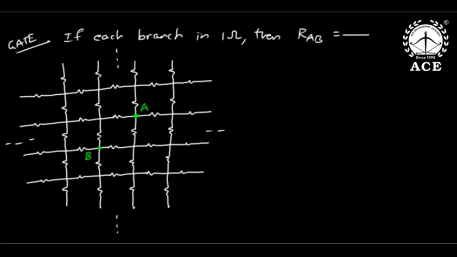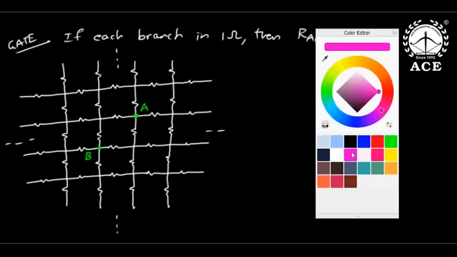Now, if you try to apply Ohm's law directly between AB, that is the V by I ratio, but again you cannot do current division. You cannot do current division.